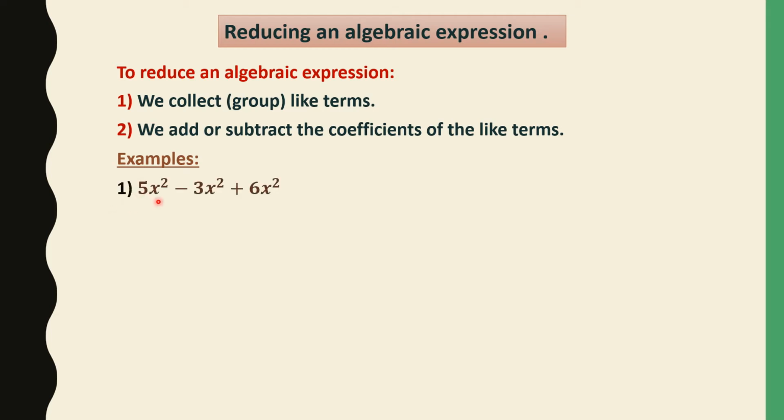Example 1, we have this algebraic expression. First step, we collect or group like terms. Here, if we notice, these three monomials are in fact like terms. They have different coefficients, but same variable with same degree. So first step, it's already done. They are grouped next to each other. Second step, we add or subtract the coefficients of the like terms.